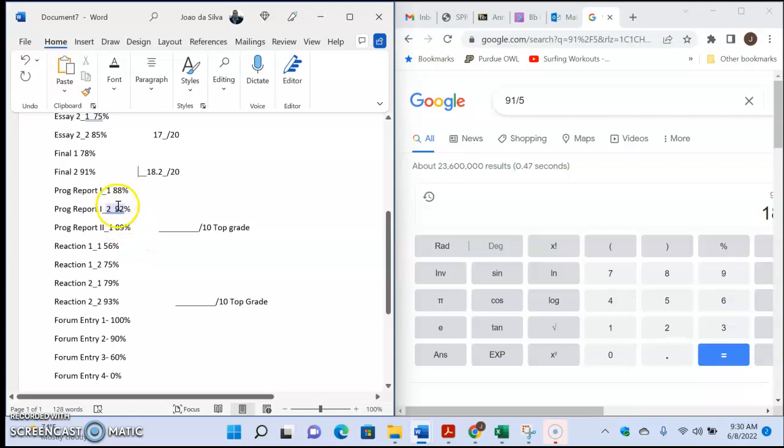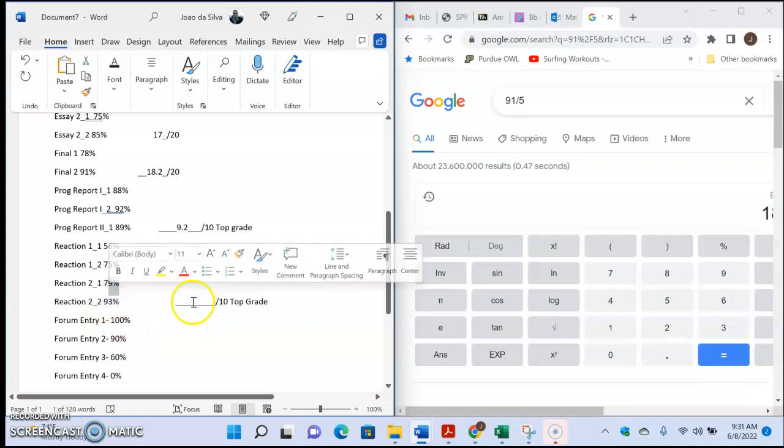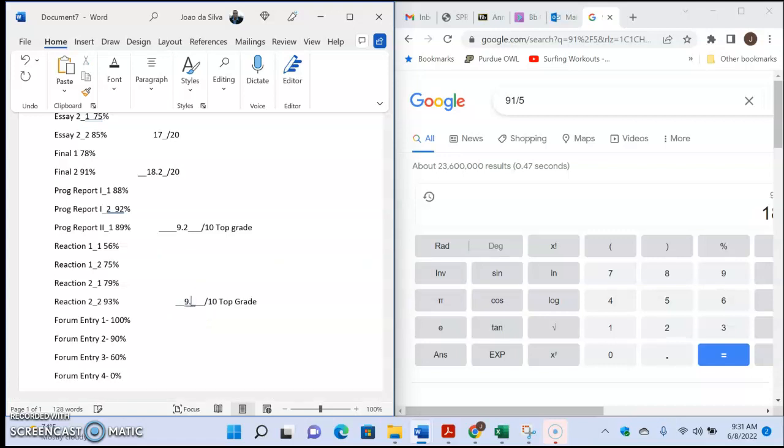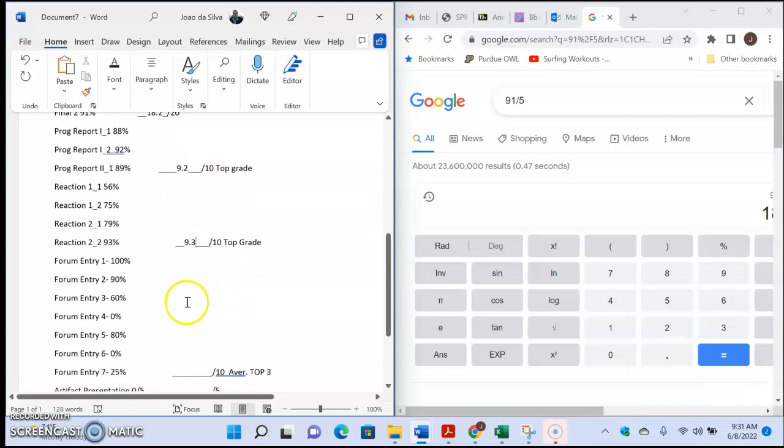Here is the part that's going to be really nice. Of all progress reports, which were worth 10 points, I am going to take the highest grade. It doesn't matter if one of them was a 0, the highest grade. In this case, I'm going to divide it by 10. It's going to give us a 9.2 out of 10. And the same thing for the reaction papers. The highest grade is a 93, so that's 9.3 points. So far, the student is now at 70, 80. The student is already at a B minus, I believe.